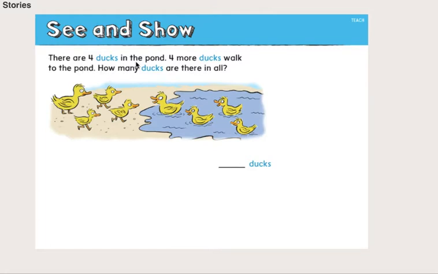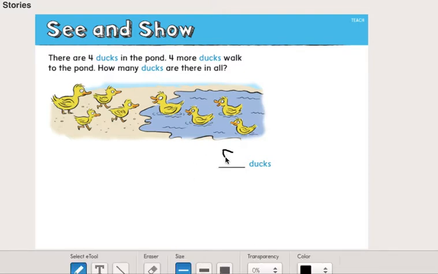There are 4 ducks in the pond. 4 more ducks walked to the pond. How many ducks are there in all? 1, 2, 3, 4, 5, 6, 7, 8. I will use my writing tool and write the number 8 on this line next to the word ducks.